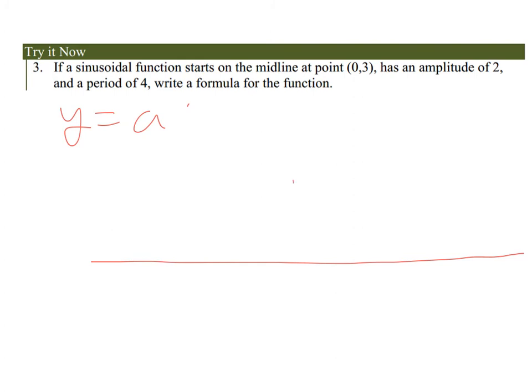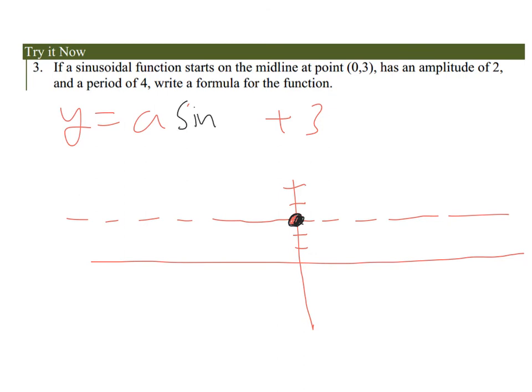All right, so the sinusoidal function starts on the midline at a point of 0,3. It has an amplitude of 2 and a period of 4. So to me, I know that starts there. They're telling me that's the midline, so I know there's going to be a plus 3 at the end. It has an amplitude of 2. They also tell me, oh, here's the trick, to start on the midline. So since I'm starting on the midline, I know this is a sine graph. It's also not shifted left or right because it starts on that 0,3.